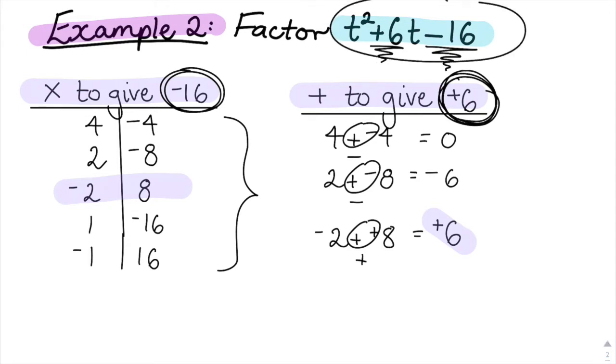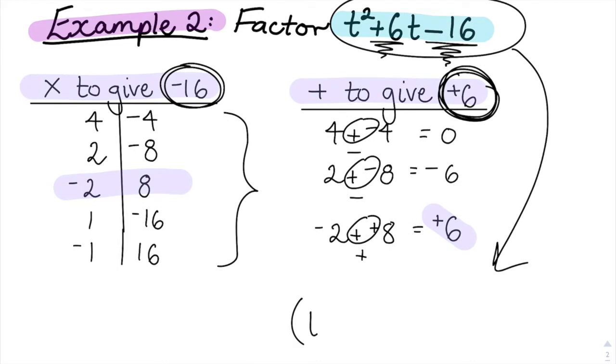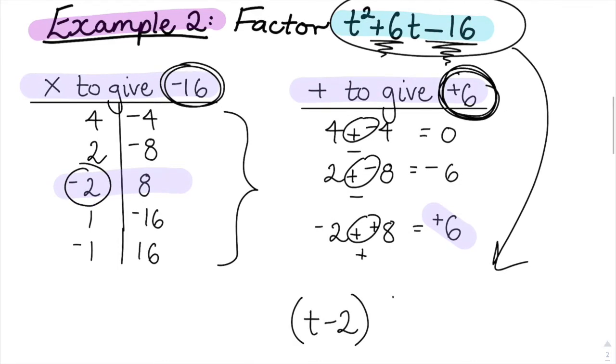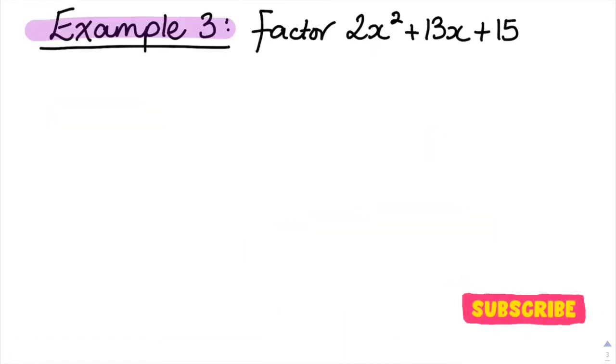So we can now rewrite our expression using those factors. So we'll have t minus 2, as the minus 2 is our first factor here, and t plus 8 as positive 8 is our second factor. And there we go, another problem complete. On to our final example, number 3. In this example, we are being asked to factor this expression.